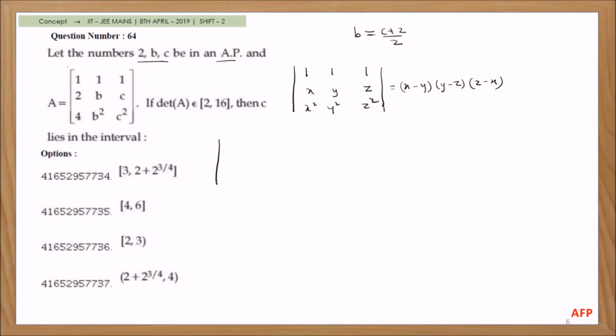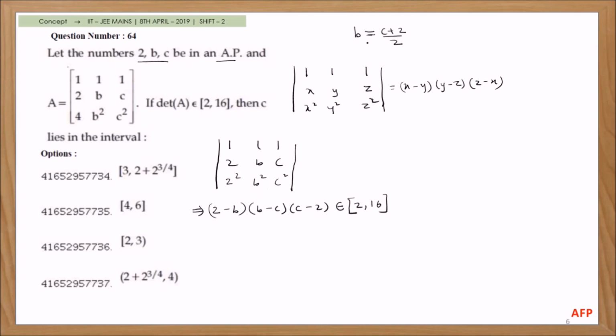Here you can see the determinant of 1 1 1, 2 b c, 4 b square c square, you can write it as 2 square, b square, c square. So it is very similar to this determinant, where x, y, z act as 2, b, c. So we have (2 minus b)(b minus c)(c minus 2), and this determinant value belongs to the closed interval [2, 16].